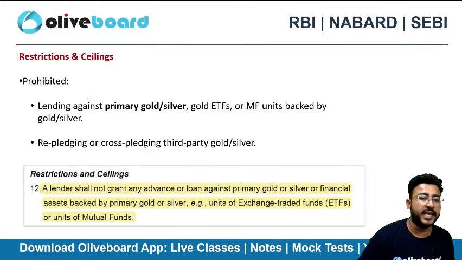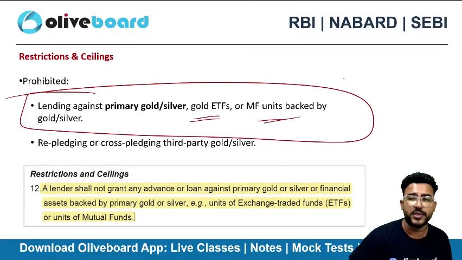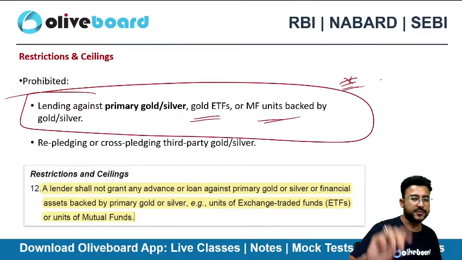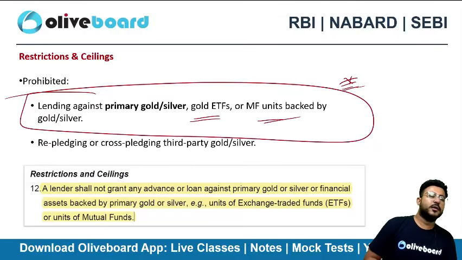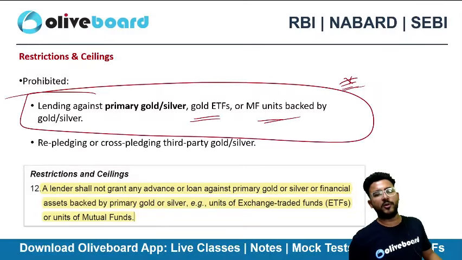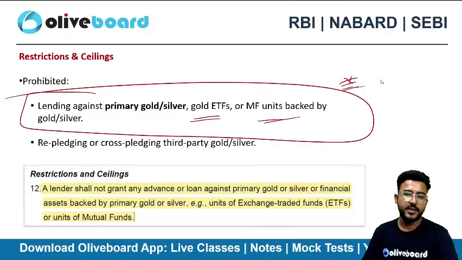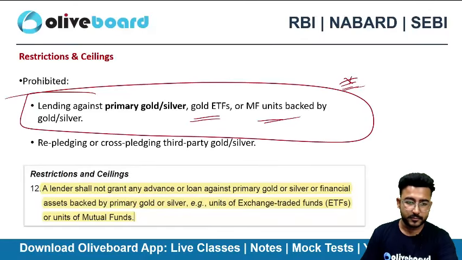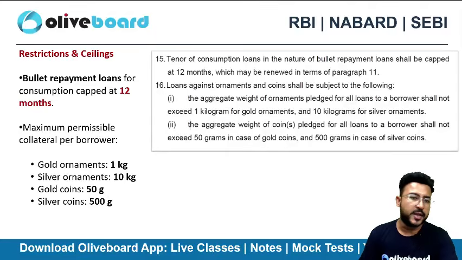Lending against primary gold or silver, gold ETF, gold mutual fund, very, very important. This line is very, very important. I cannot do lending based on the gold ETF because that's not real gold. It is a security which is based out of gold, right? It's a gold-based financial instrument. Bullet repayment capped at 12 months.